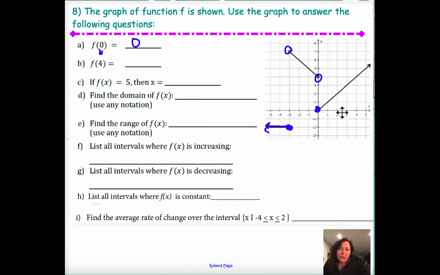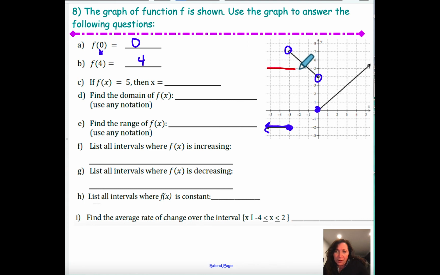f of 4: what's happening at x equals 4? Well, we are here at 4, so (4, 4). The next question is going to ask, what if y is 5? Personally, I'm looking at 5. This is 6, so there's 5.